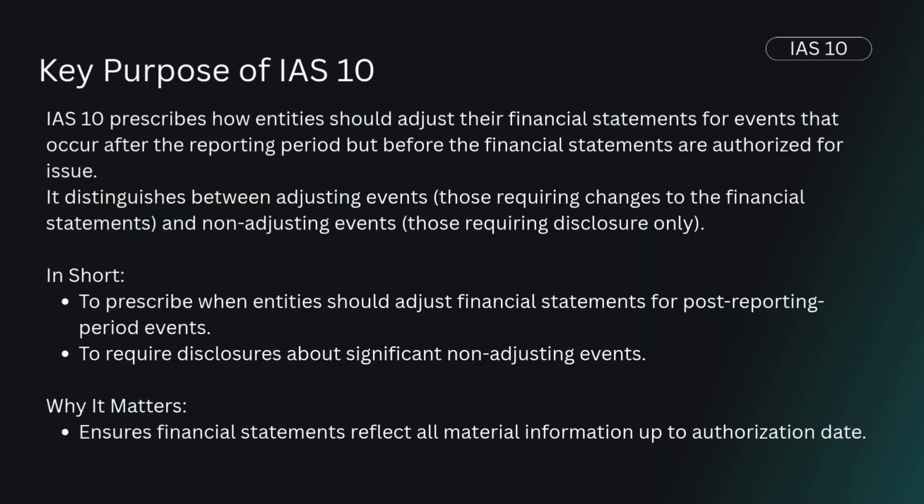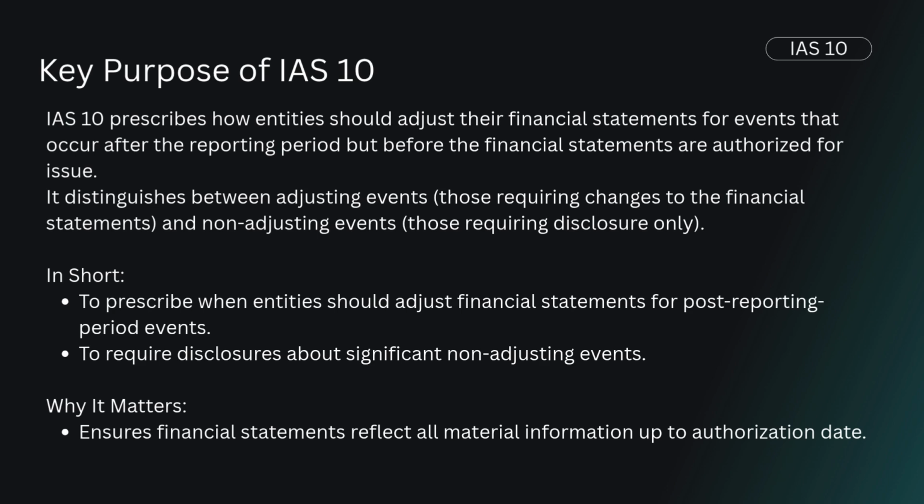IAS 10 prescribes how entities should adjust their financial statements for events that occur after the reporting period but before the financial statements are authorized for issue. It distinguishes between adjusting events, for example those requiring changes to the financial statements, and non-adjusting events, like those requiring disclosure only. In short, the purpose is to prescribe when entities should adjust financial statements for post-reporting period events, and to require disclosures about significant non-adjusting events.